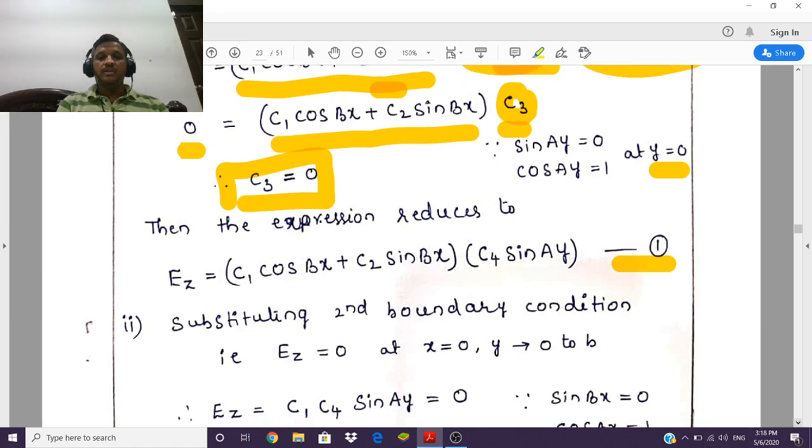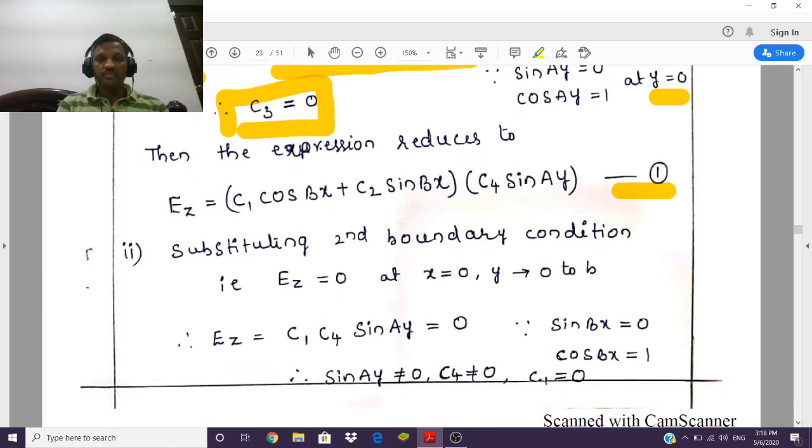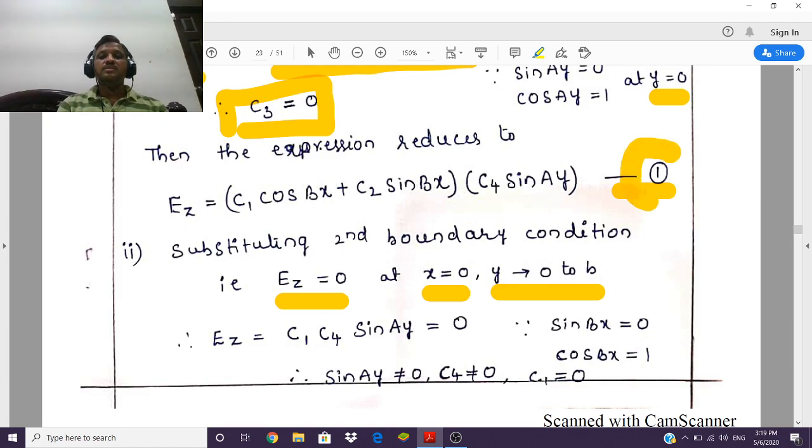Now I'll be moving to the second boundary condition. The second boundary condition should be applied in equation number 1, because we don't substitute in the original expression of Ez. Once you are solving step by step, you have to apply the boundary conditions in the required equation. The second boundary condition is for the left side wall. For the left side wall, only x equal to 0 results in Ez equal to 0, that is, Ez equal to 0 at x equal to 0. We don't take y ranging from 0 to b. Now substitute Ez equal to 0 and x equal to 0 in equation 1.